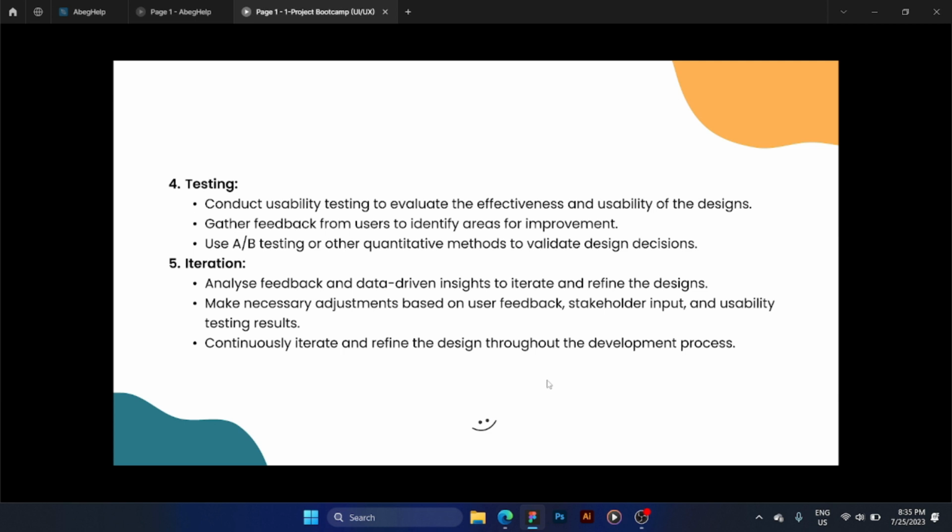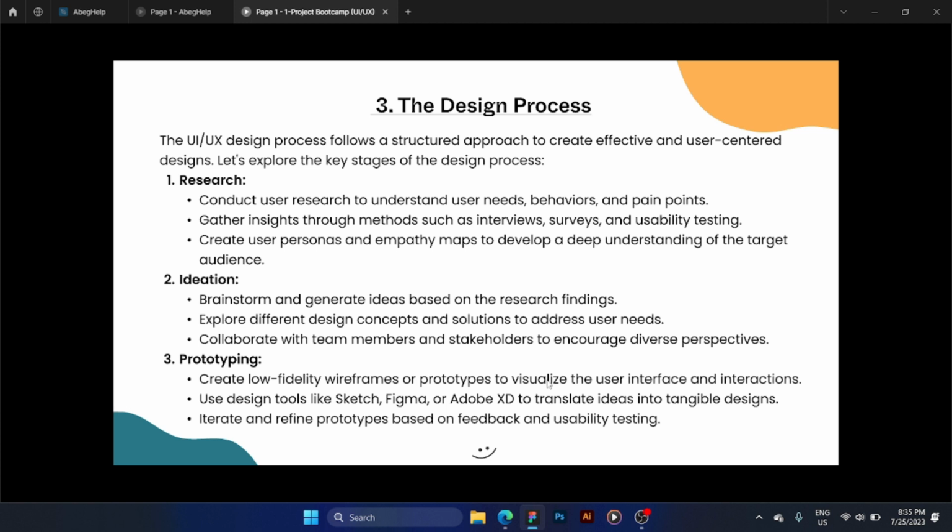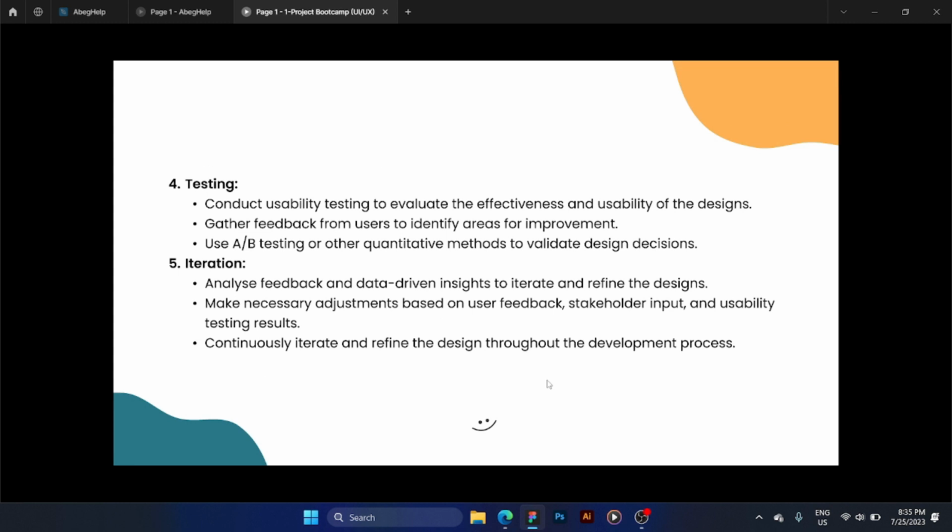So number five, which is the last one, is iteration. So remember, let's go again. The first one is what? Research. The second one is what? Ideation. The third one is what? Prototyping. And the fourth one is what? Testing. The fifth is what? Iteration. So under iteration, we analyze feedback and data-driven insights to iterate and refine the designs.